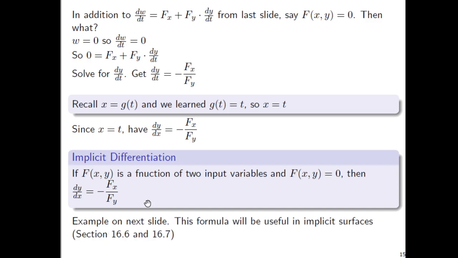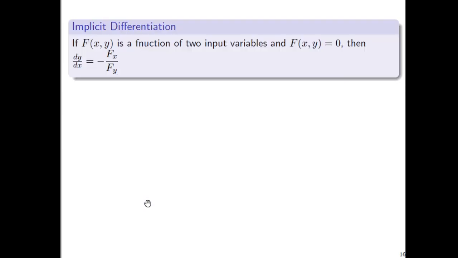So let's look at an example of this. We will use this on occasion in the final chapter of this semester. So here first of all is the formula: if you have capital F of x comma y, a function of two input variables, and it happens to equal 0. And you might say, when does that ever happen? We'll see in a second. Then our new formula is that the derivative of y with respect to x is negative capital F sub x over capital F sub y.